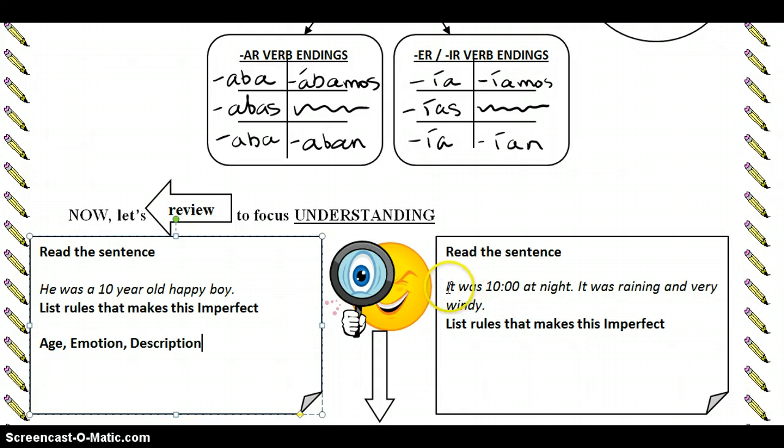Let's look at this other sentence over here on the right. We have, it was 10 o'clock at night and it was rainy and very windy. Look up at your WATCHED acronym. And what's the first rule that you notice? It was 10 o'clock at night. We have our T for telling time. Then we have it was raining and it was very windy. So we also have weather. And if you wanted to throw in D for description, we were setting the scene here with the description, you could use that too.